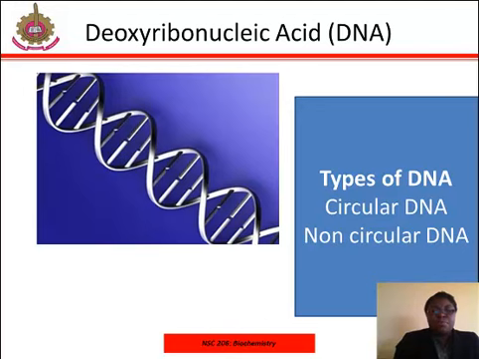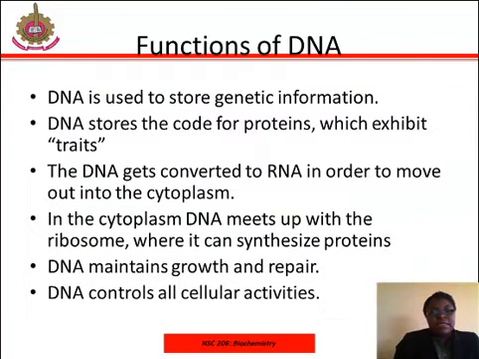Purines are double rings comprising a 6-sided and a 5-sided ring. The two purine bases present in DNA are adenine and guanine. We have two types of DNA. We have the circular DNA and the non-circular DNA.